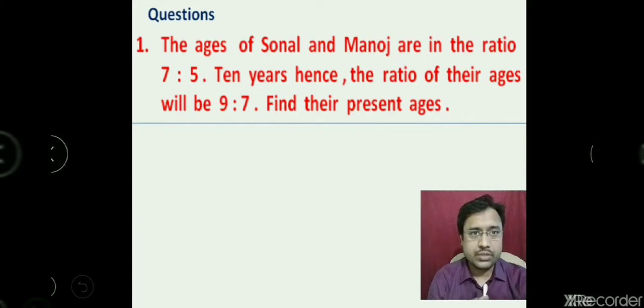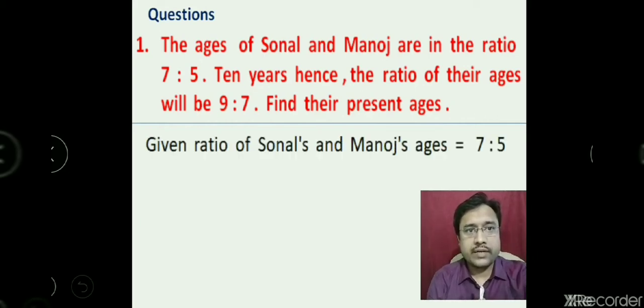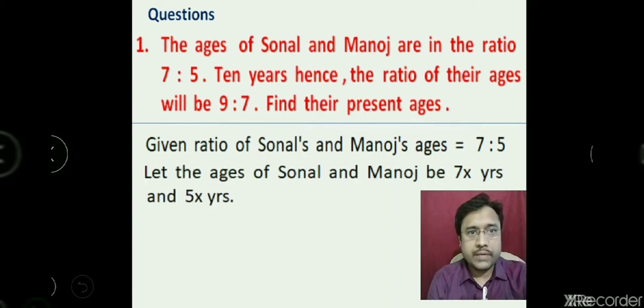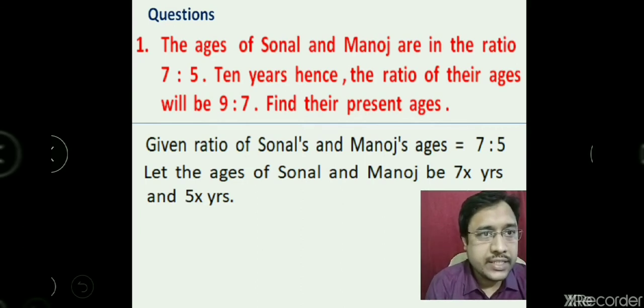It becomes 9:7. So we can write that the given ratio of Sonal and Manoj's ages, that means the present age ratio, is 7:5. Then we can say let the ages of Sonal and Manoj be 7x years and 5x years, because their ratio is given as 7:5. So in that case we can consider that x is the common factor. After we cancel it, only this ratio is coming. So x is the common factor among these two numbers that we have divided, then only the ratio is coming 7:5.